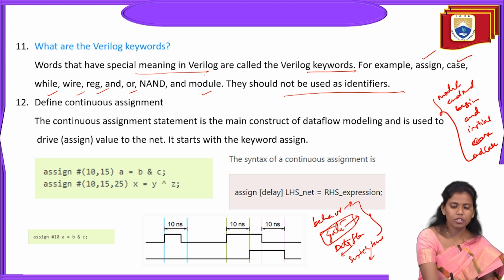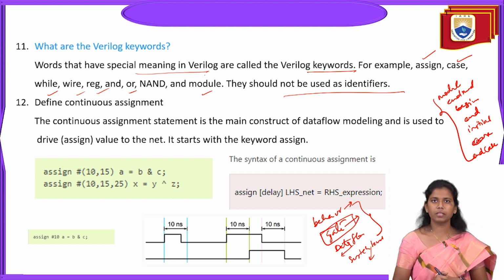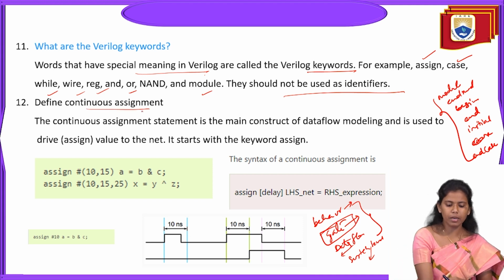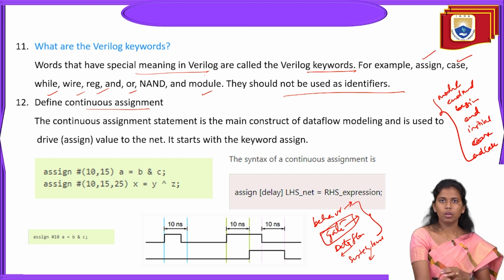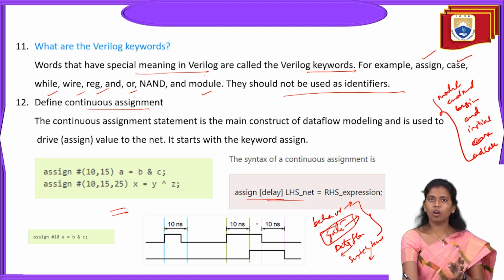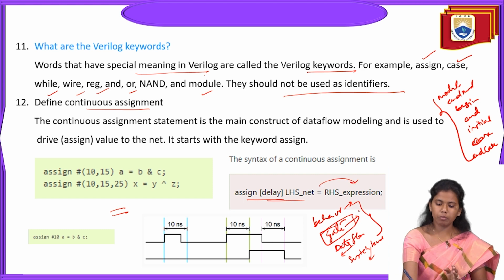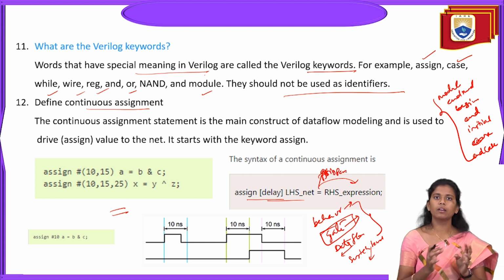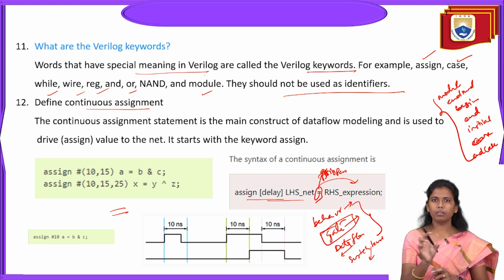Then coming to the continuous assignment statement. What is this continuous assignment statement? As we all know, assignment is an operator represented with equals to. To the left of the assignment operator, we assign the variables or the values, and to the right we write the expression. The variables could be in terms of registers, wires, assign, and so on, whereas to the right of the assignment operator we write the expression.